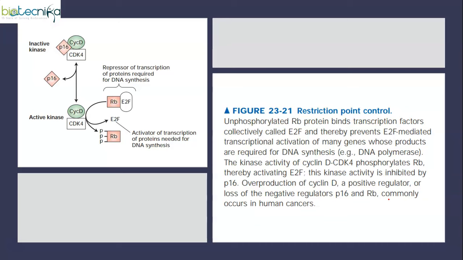Next, we have the restriction point control. So, P16, if they are combined with the cell cycle protein kinase, then it is considered to be inactive. But if they get a signal and that signal removes the P16 from this complex, kinase becomes activated. So once the kinase is activated, it will phosphorylate the RB gene, releasing E2F as the transcription factor. So they will carry out the transcription of necessary proteins that are required for DNA synthesis.